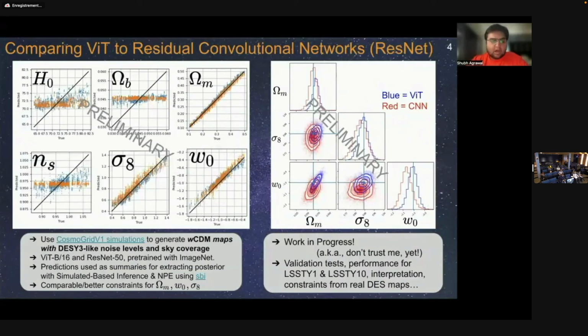We're now working on extending this for the Rubin Observatory, applying it to real data and validating and interpreting these results and the performance.